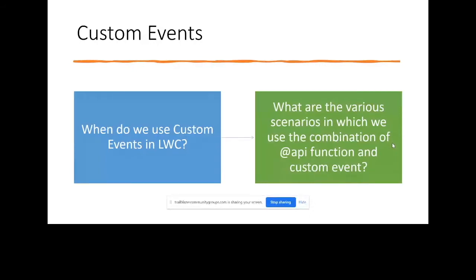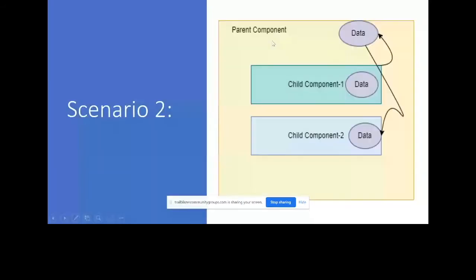So let me use a diagram for the example. Whenever there is a parent component and we are passing data to a child component, we use public properties, that is @api. But what about when we have to pass data from the child component? Say we have a parent component and a child component. In the child component, we have a button. On click of this button, we have to pass some data from child to parent. How are we going to do it?